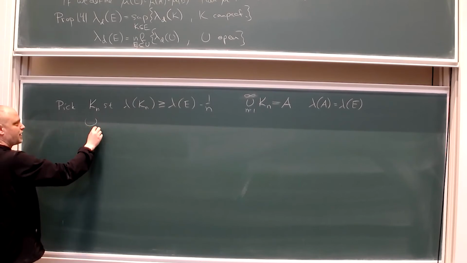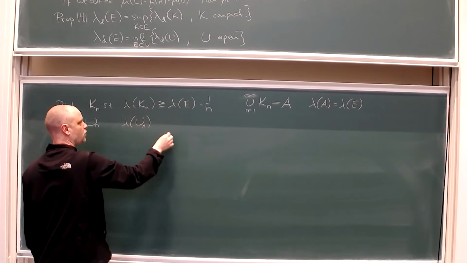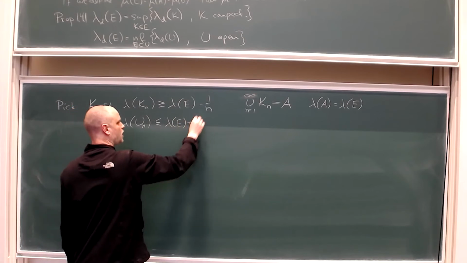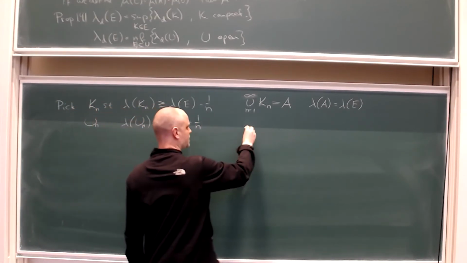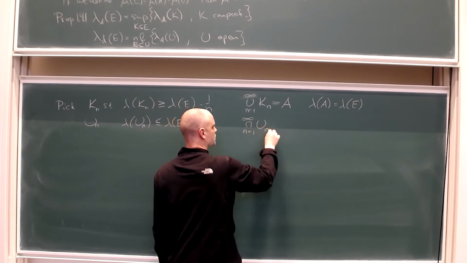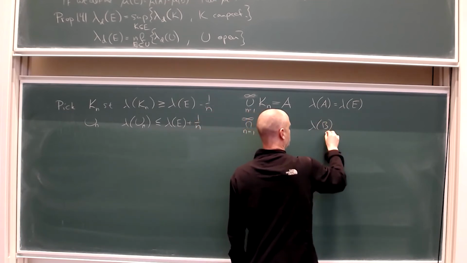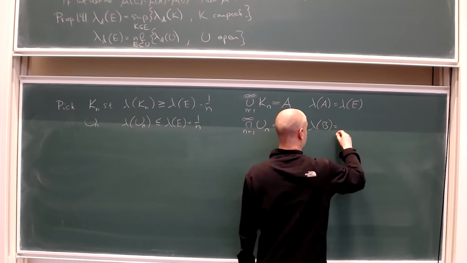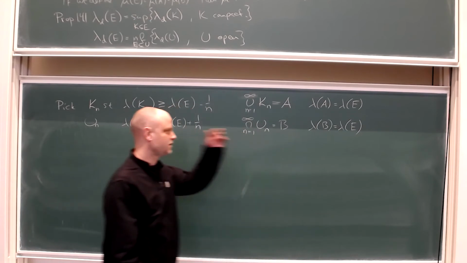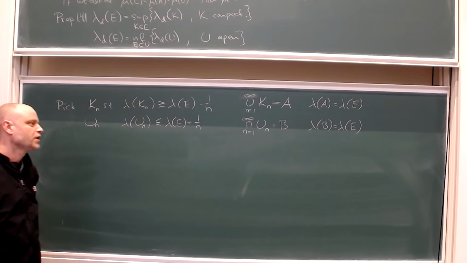And we can play the same game with the open sets, right? So I pick open sets which have measure less than or equal to lambda of E plus 1 over n. I play the same game here. I get a set B, and now lambda of B by proposition 126 will have the same measure as E, at least if E has a finite measure, and otherwise it's true also trivially.